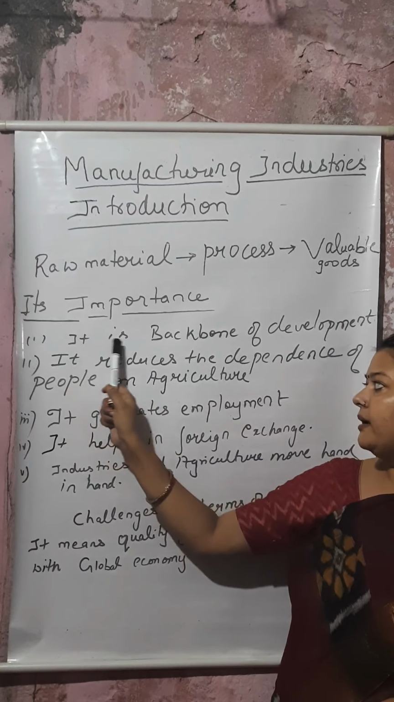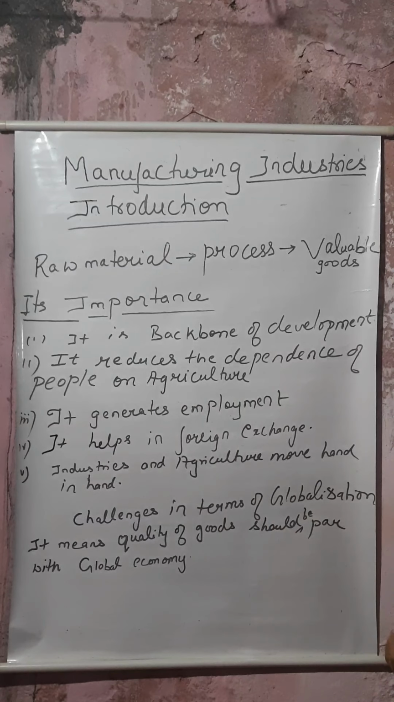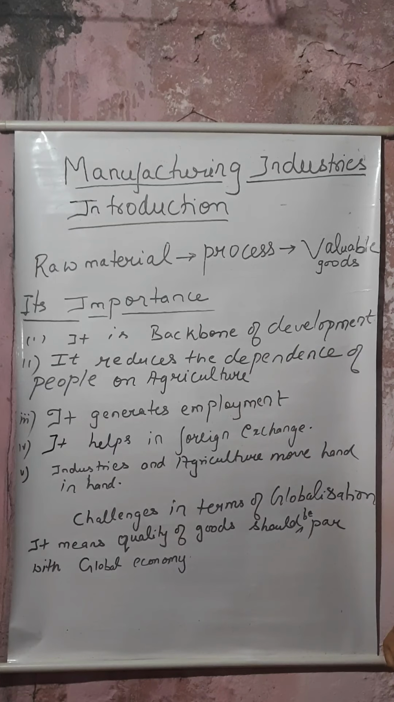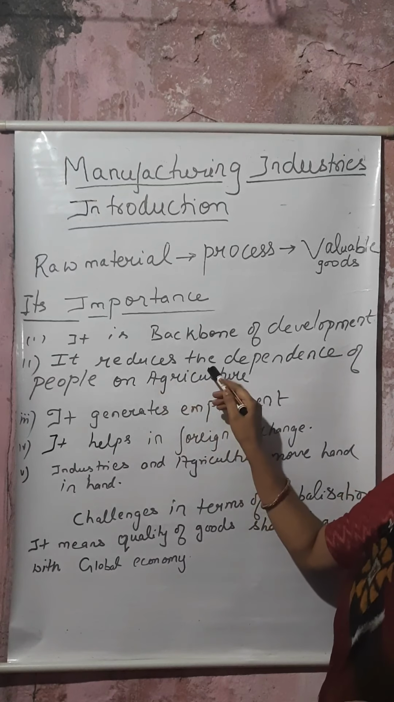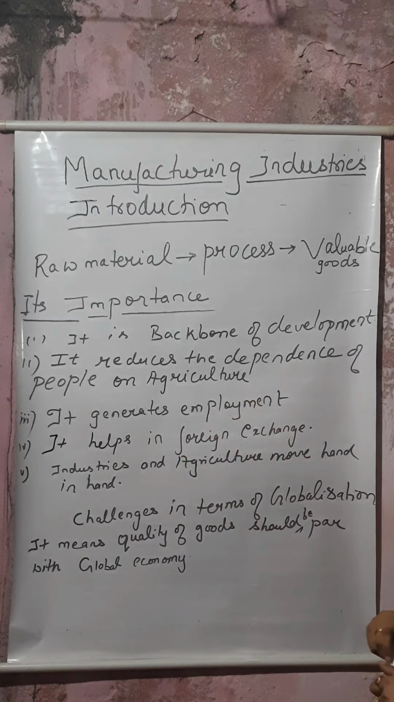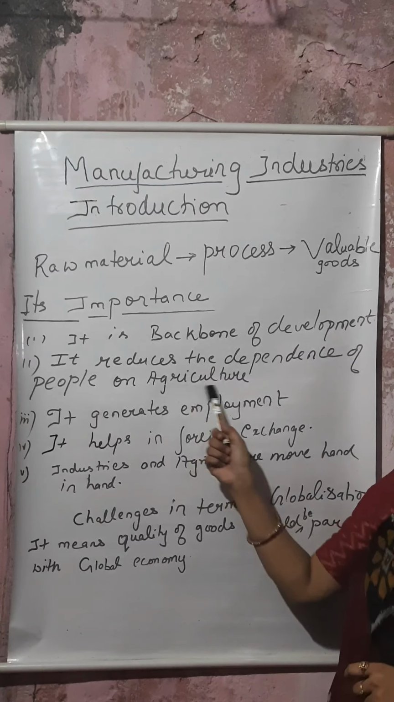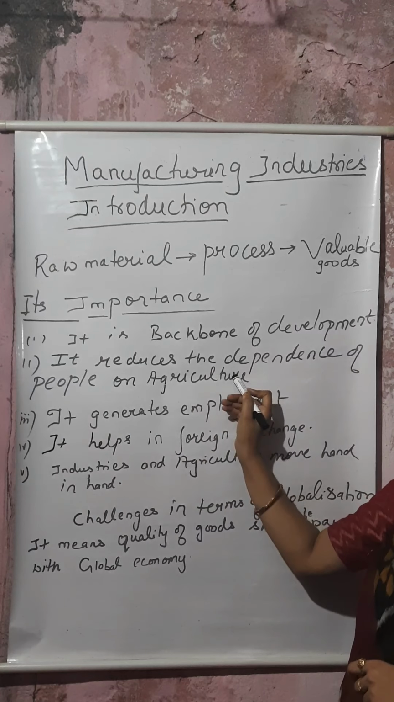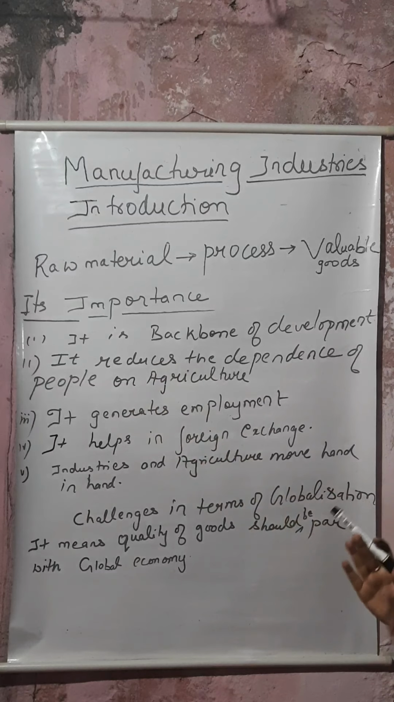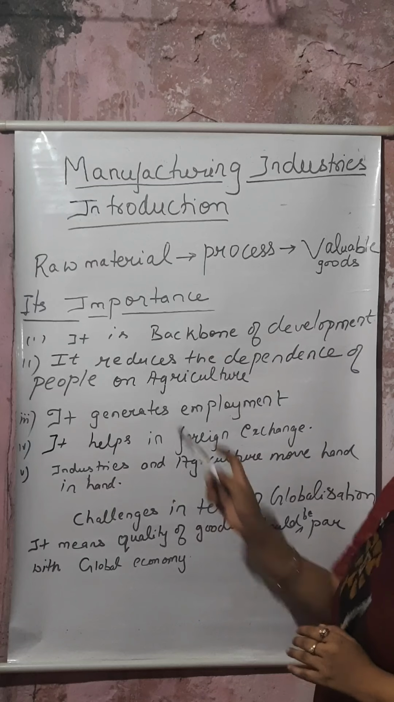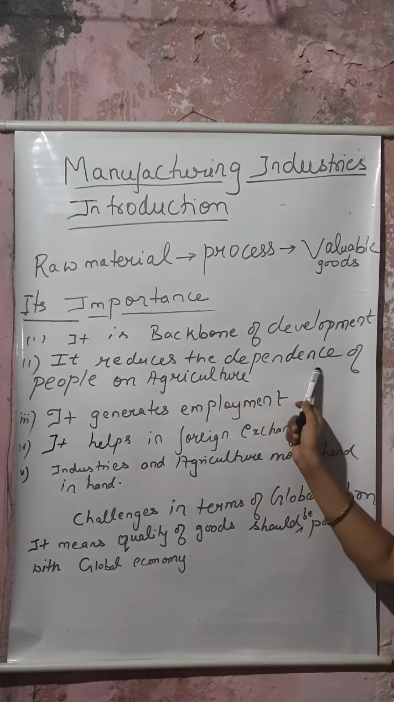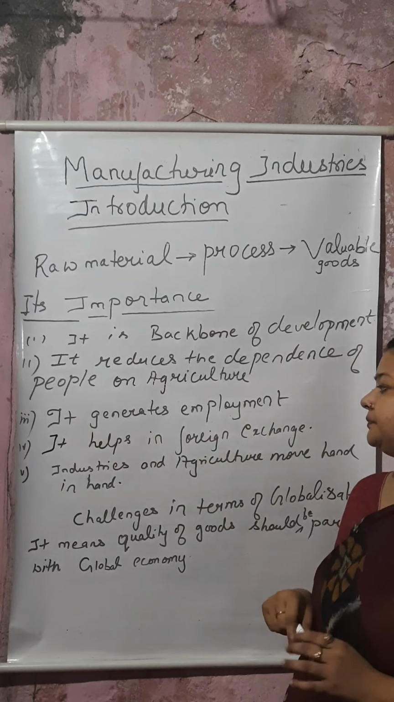First, it is the backbone of development. It is very important for the development of our country. Second, it reduces the dependence of people on agriculture. Many people are working in the agriculture sector. So when people shift from agriculture to the industrial sector, there will be a reduction of burden on the land. So we are saying that it reduces the dependence of people on agriculture.